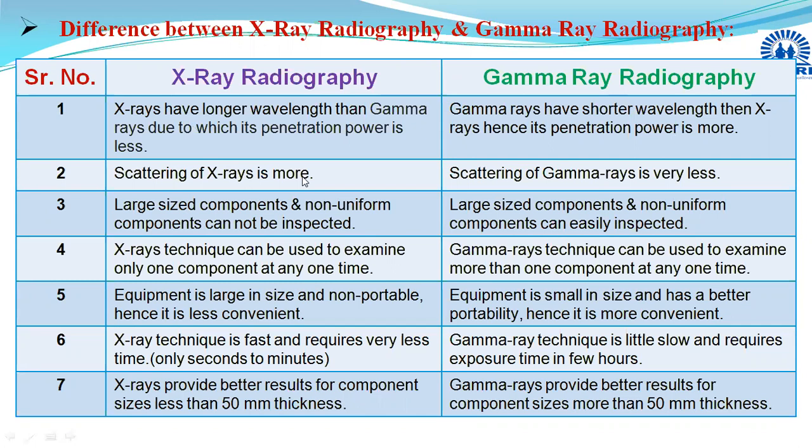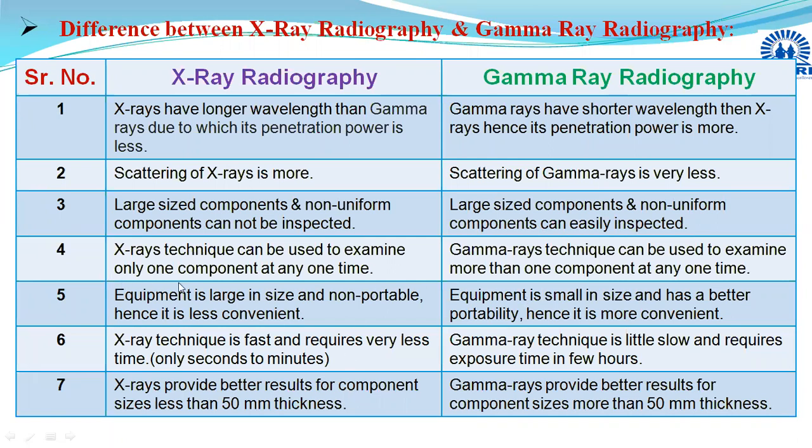Then the scattering of the rays is more in X-rays. We have observed that we use a lead shield for protection in X-ray radiography. Why are we using it? Because scattering is more in X-rays, but in gamma ray radiography scattering will be very less. Large sized components and non-uniform components cannot be inspected in X-ray radiography, but large sized as well as non-uniform components can be easily inspected in gamma ray radiography.